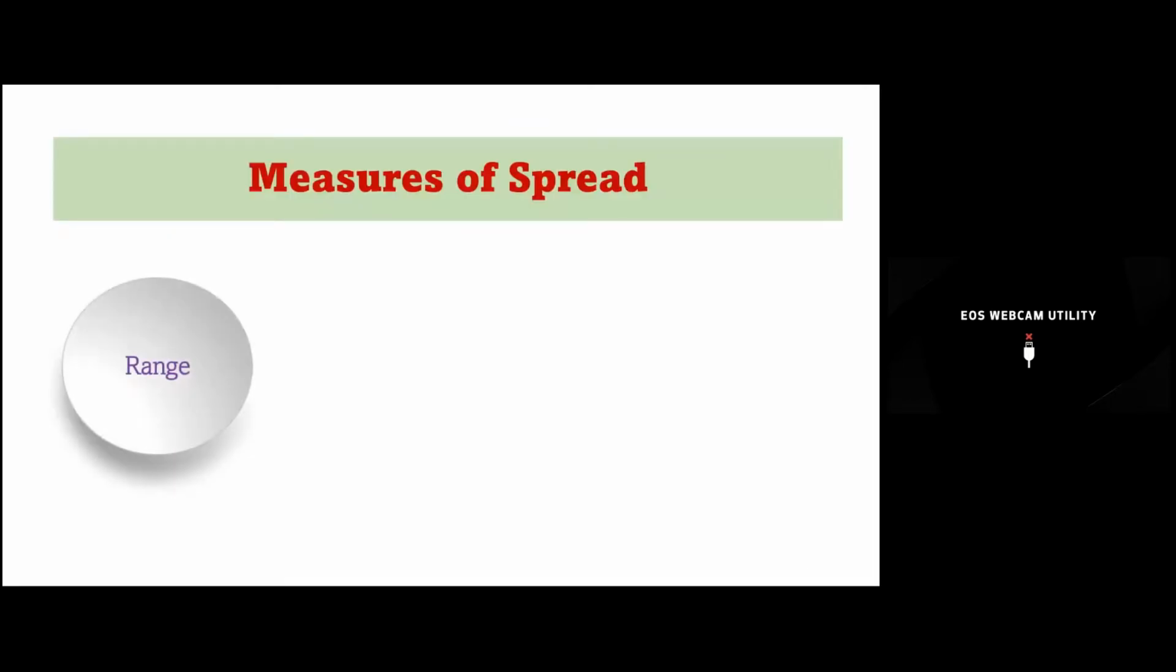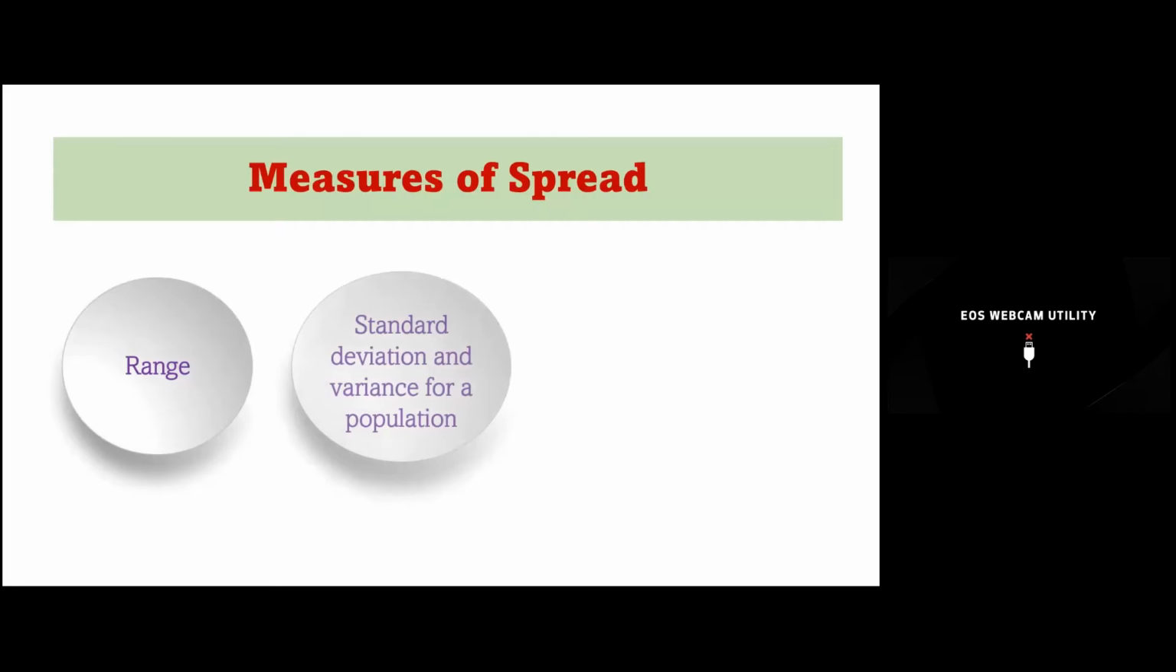Now about the spread. So spread or variability, there are a few measures of the spread. The first is the range. So you describe the minimum and maximum, and then you explain about the range. Then second is your standard deviation or variance. So we'll see what the standard deviation is.